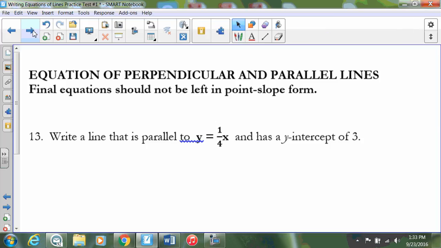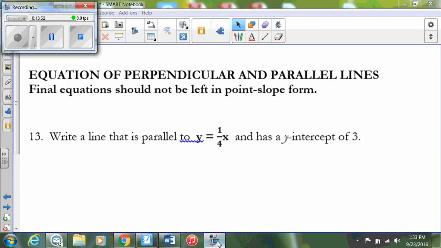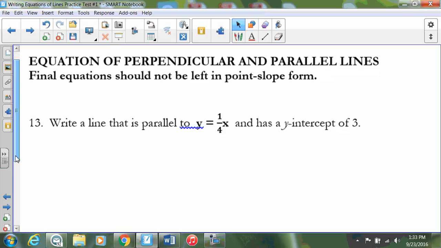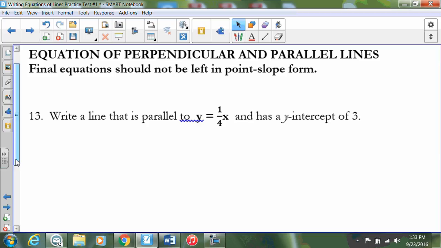All right, I'm going to check on the time real quick. Okay, 13 minutes. And here we are on equation of perpendicular and parallel lines. I'm going to tell you a secret. We prepared a lot for both parallel and perpendicular lines, but only parallel lines will be on your test. So for the sake of making this video a little bit shorter, we're just going to go over the parallel lines. We've worked on perpendicular a lot. Let's just focus on what we know is going to be on the test.